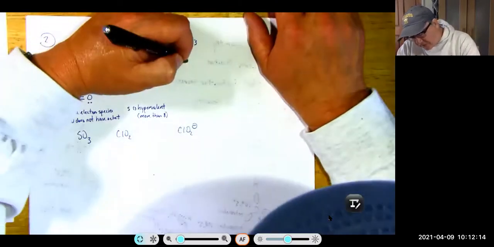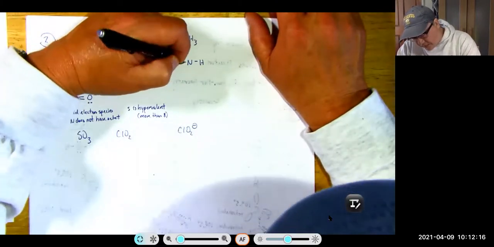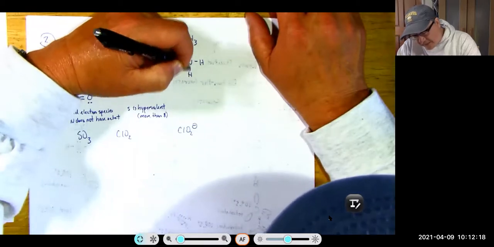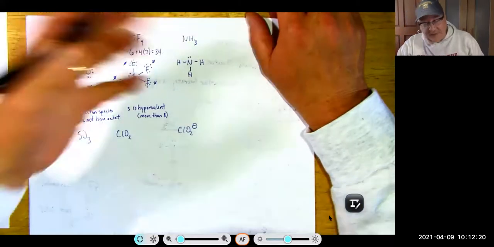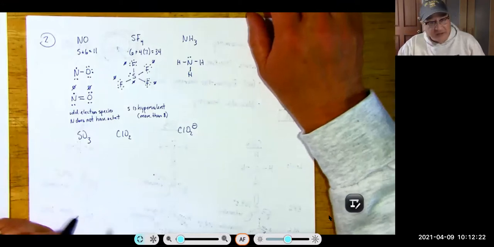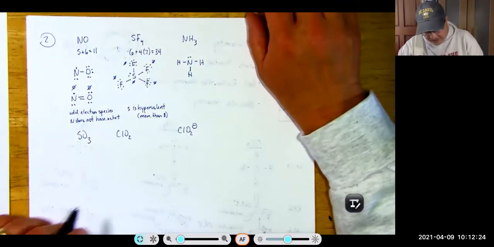Ammonia, we've already seen already, so I'm just going to straight out draw it. And we have octets where we need them and duets where we need them. So there's not much to say about this one.